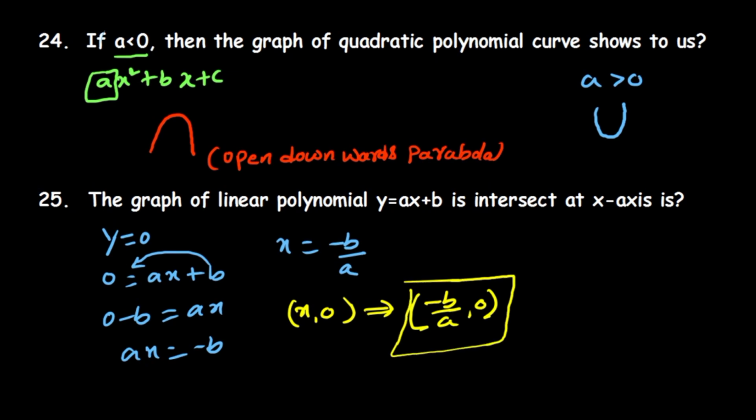So what is the question here? Cuts the x-axis. In case the question is intersect the y-axis, then for your answer you take x equal to 0. Intersect the y-axis means we take x equal to 0. Then y is equal to a into 0 plus b, so y equal to 0 plus b, then y equal to b. Then your answer is (0, b). So (0, b) is a point which intersects the y-axis.